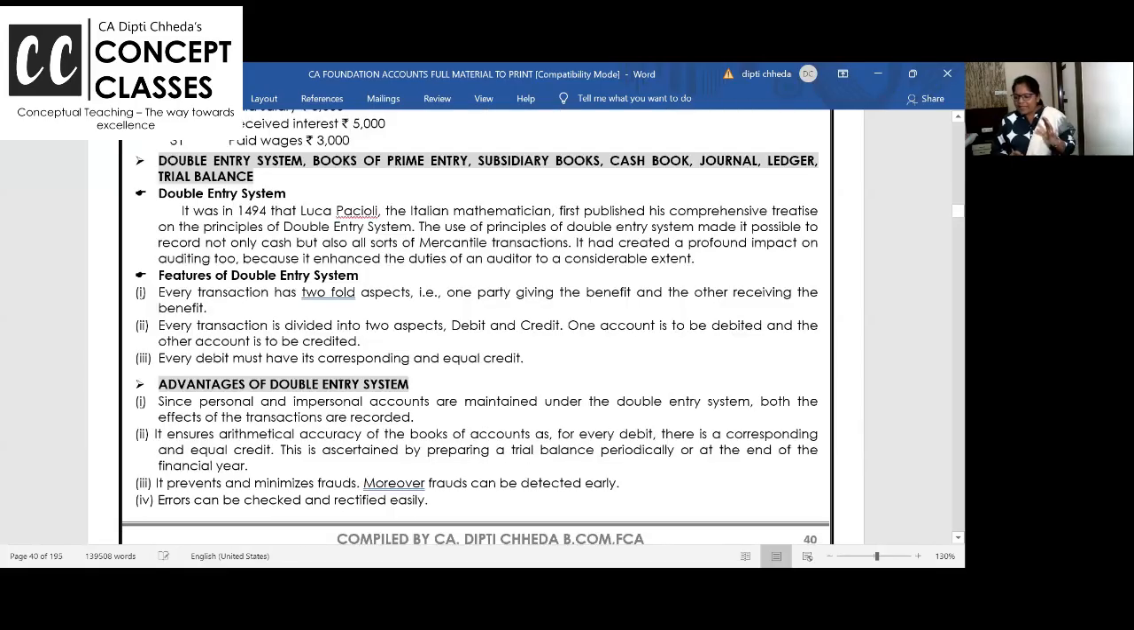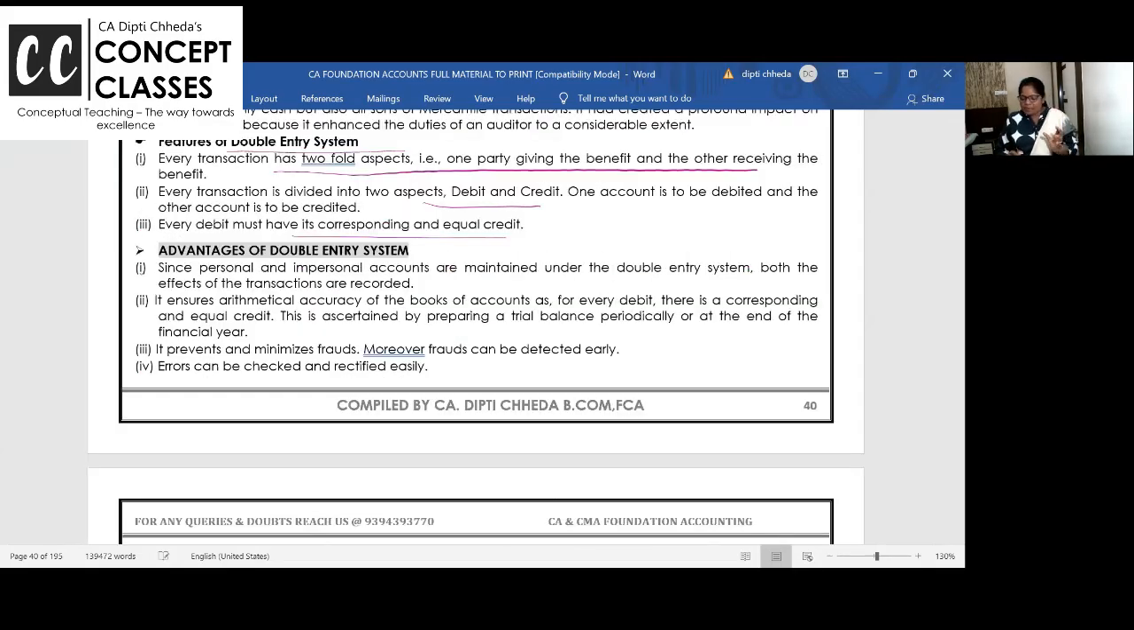What do you mean by double entry, is it clear to you? For every debit there is a credit. The double entry feature says that for every transaction one party is benefiting, one is giving. So for every debit, we will record an equal credit. What is the benefit of double entry? Since personal and impersonal accounts are maintained under double entry, both effects of transactions are recorded. It ensures arithmetical accuracy of the books. When you record a transaction with double entry, for every debit there is an equal credit.